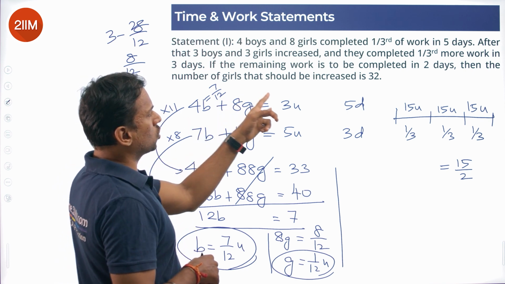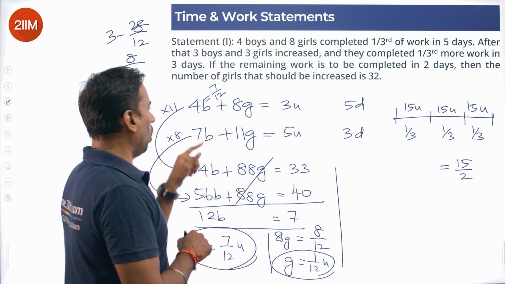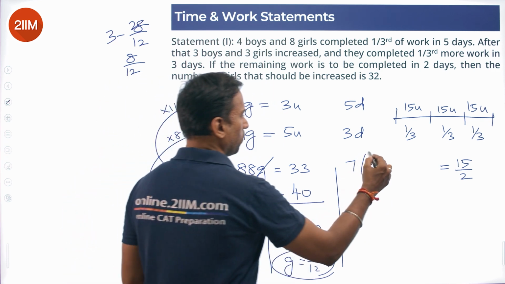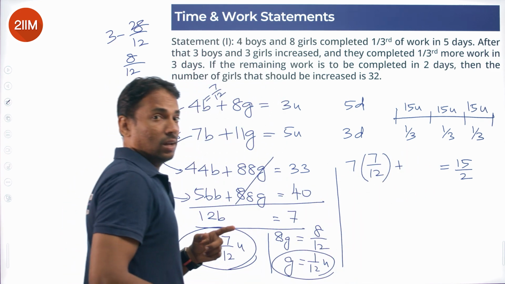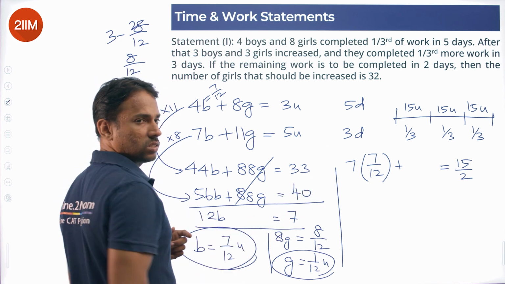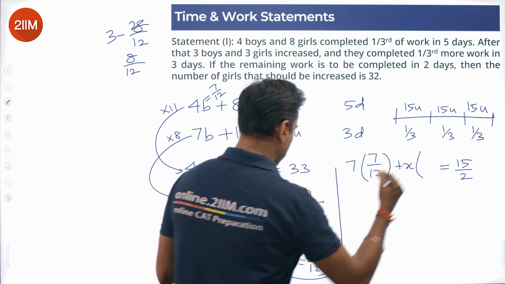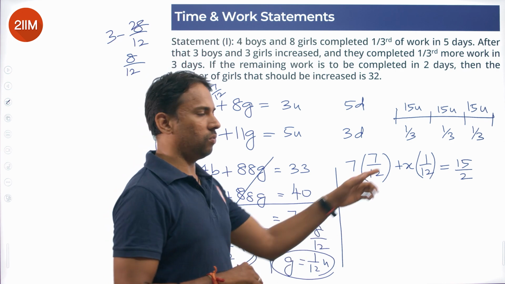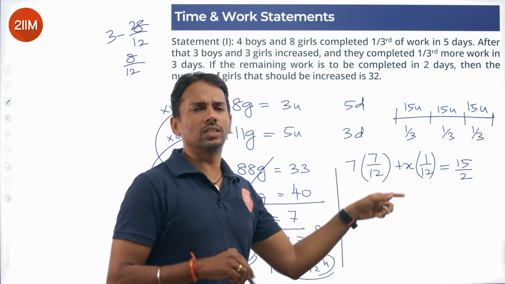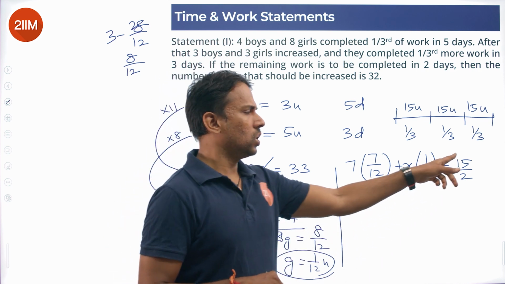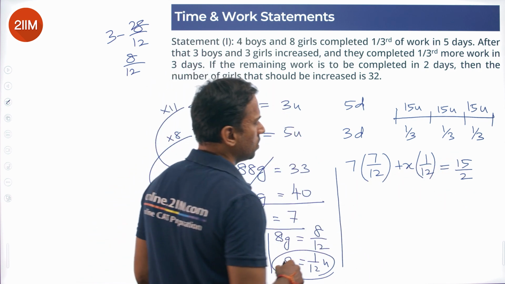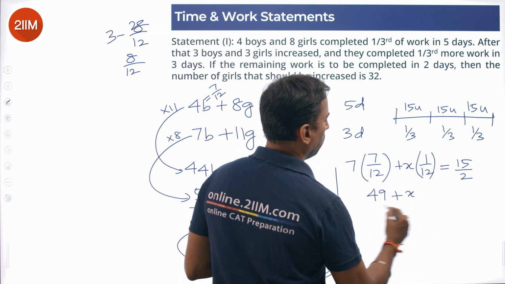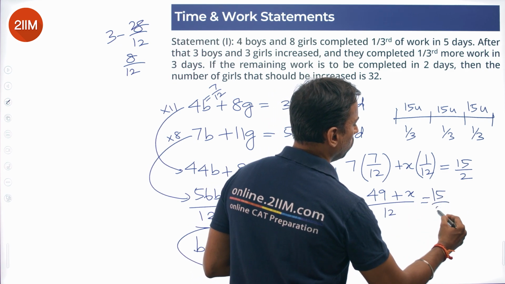So if the remaining work is to be completed in 2 days, then the number of girls that should be increased is 32. Now we already have 7 boys. That 7 boys will remain as it is. So 7 into 7 by 12 plus, let's find how many girls are needed to finish this. We'll take x girls, x into 1 by 12. So let's solve for x. 7 boys and some x girls are doing this work. They finish 15 by 2 units per day. So this will give us 49 plus x by 12 is 15 by 2.